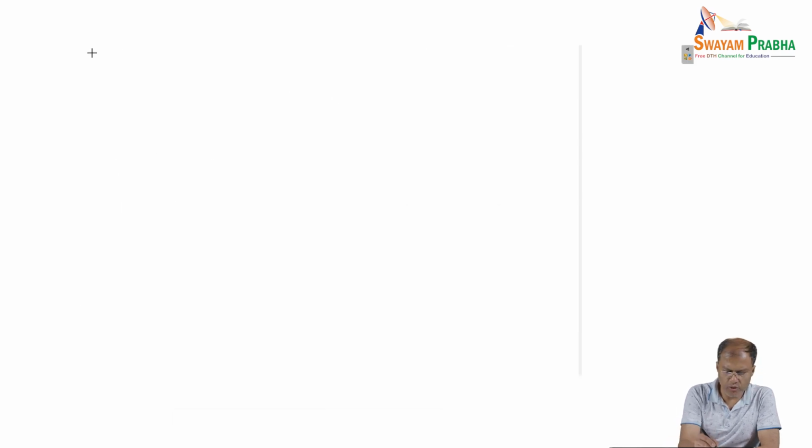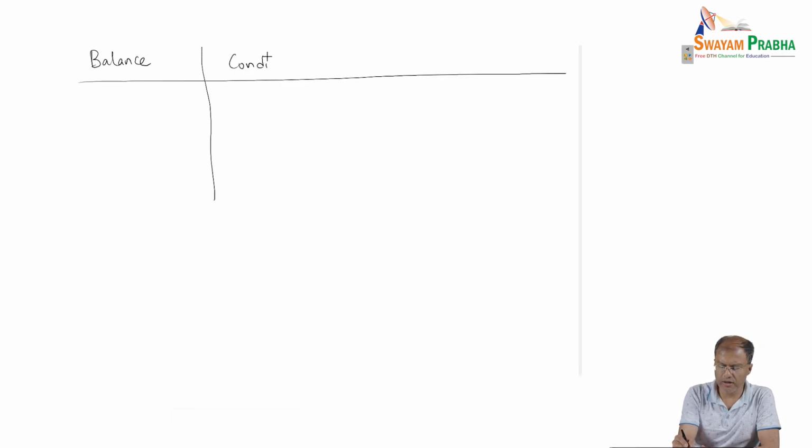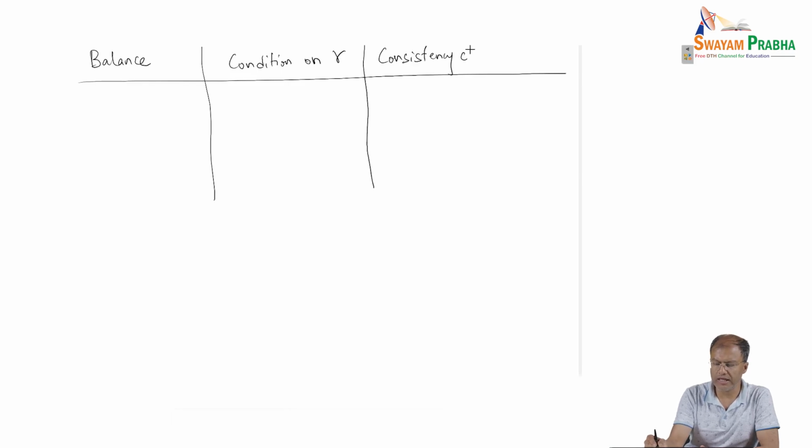So we are trying to do a balance of the terms, and we are trying to find a condition on gamma. And we are trying to figure out the consistency in our assumption, the consistency check, and we want to figure out what the conclusion is.